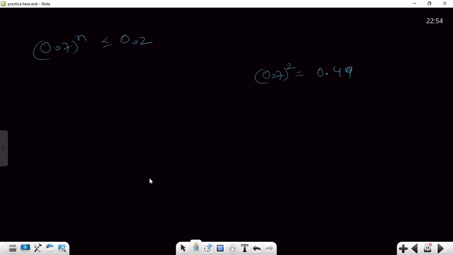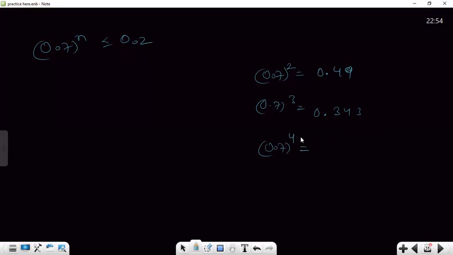And we know that of all the numbers less than 1, if we increase their power, their value is going to decrease. Okay, let's increase their power. 0.7 raised to the power 3 is somewhat 343, and the decimal point after 3 digits, so 0.343. Is 0.343 less than or equal to 0.2? No, but it is still less than 0.7 squared. So let's move forward. 0.7 raised to the power 4.